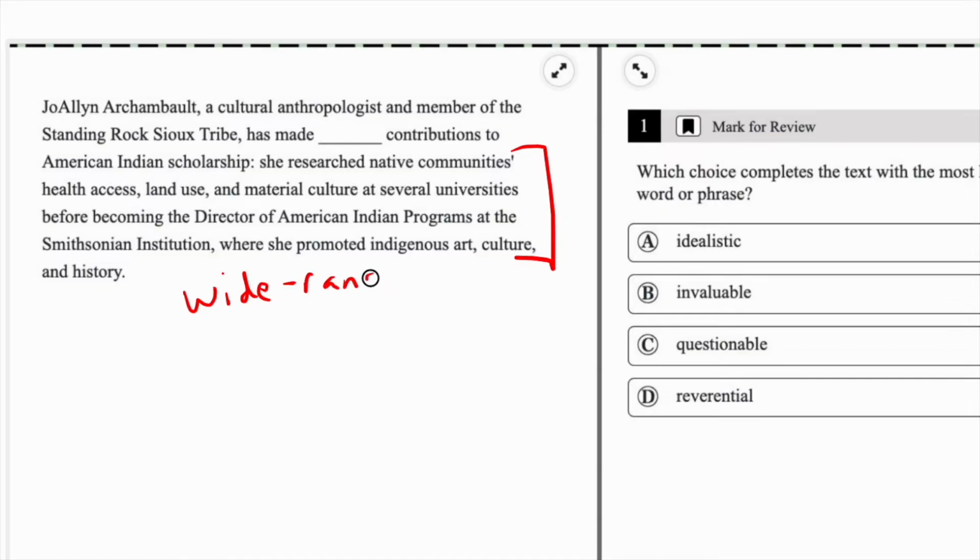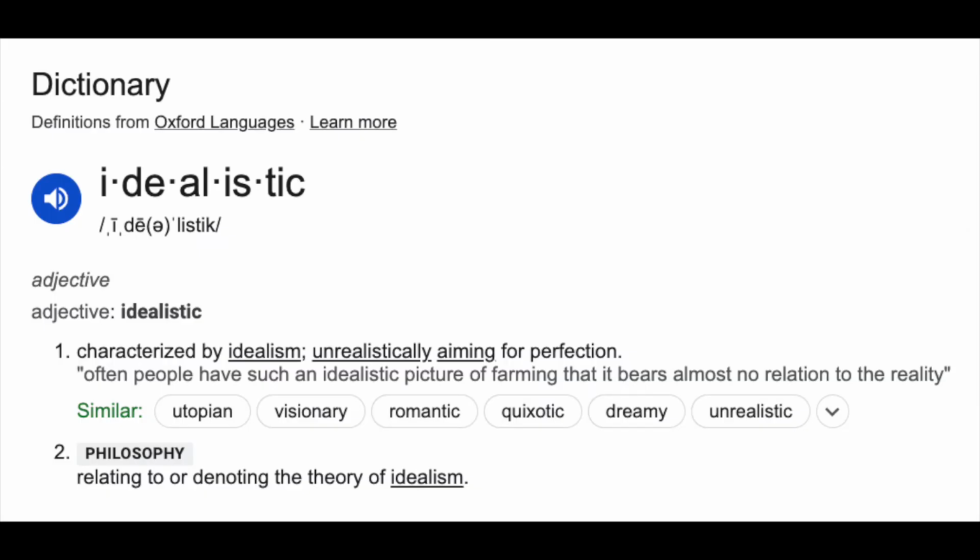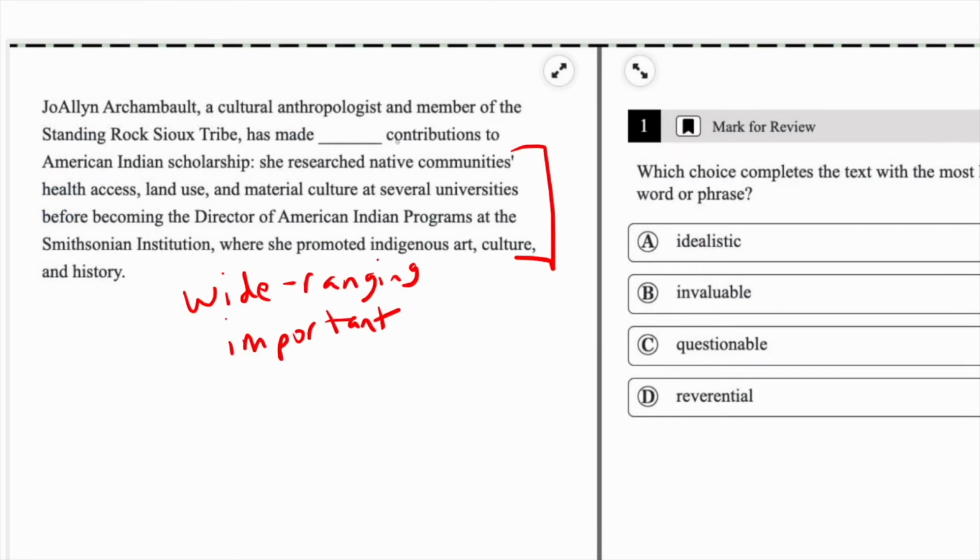One would be wide-ranging, because that does cover a lot of territory, so to speak. But they could also just be something like important. And so I call these the approximate answer, or answers. And the idea is we're being proactive, we have something to guide us when it comes to looking at the answer choices. And so in this case, idealistic means focused on big ideas, but not necessarily focused on getting things done. And on top of that, I just don't think idealistic works to describe contributions.